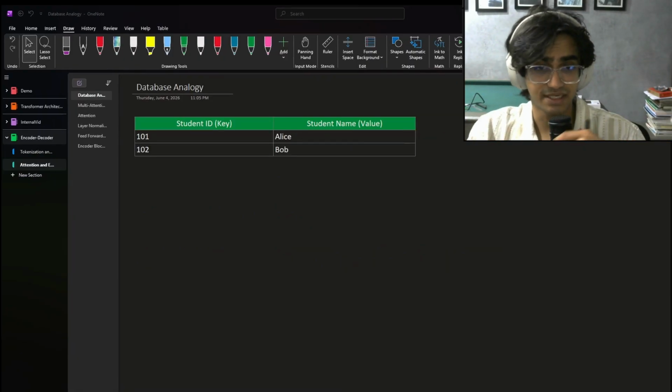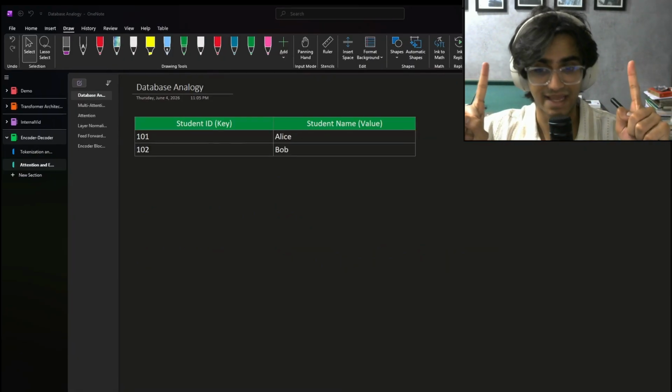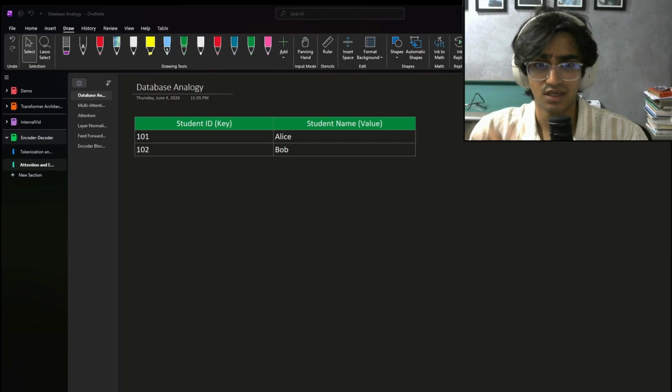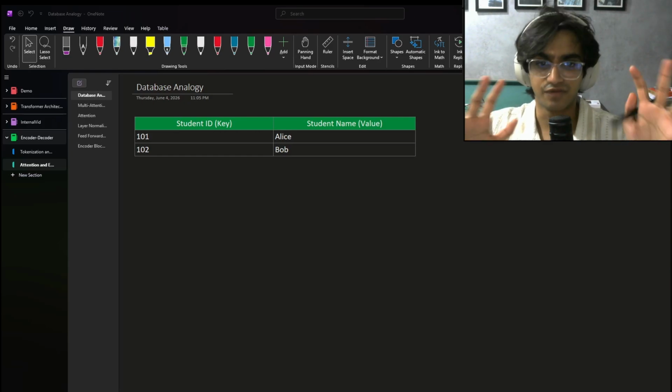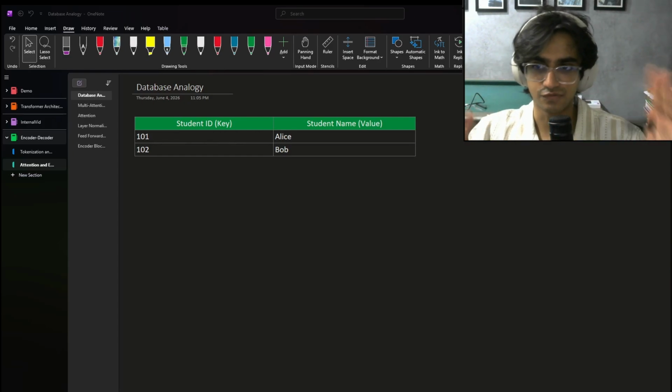Before we hop into the attention mechanism, I'm going to give you an analogy using databases. And you might be wondering, but why databases? Don't worry, I'll get right into that. But for now, I want you to keep everything aside and just focus on this part.